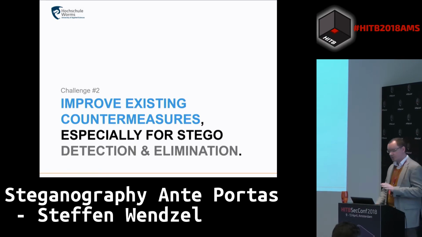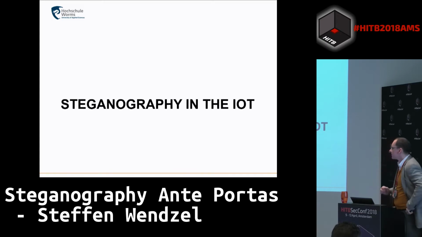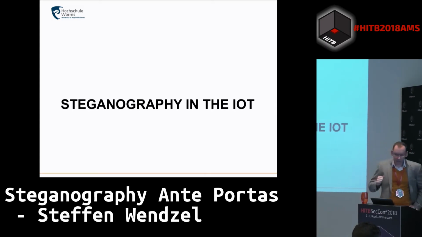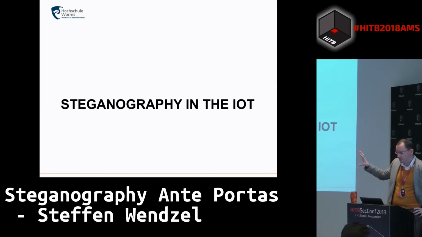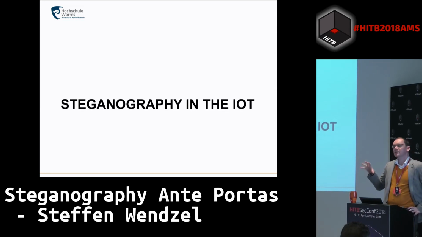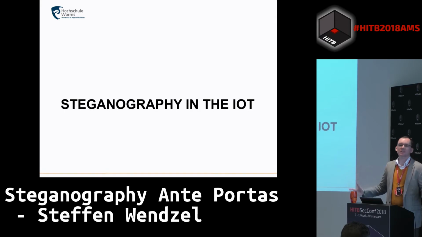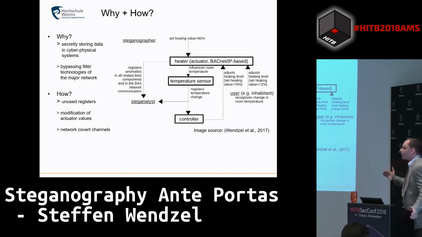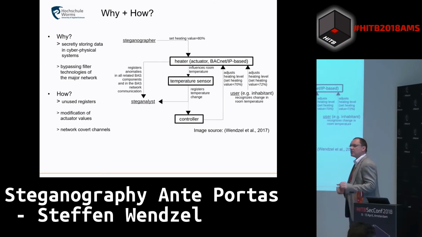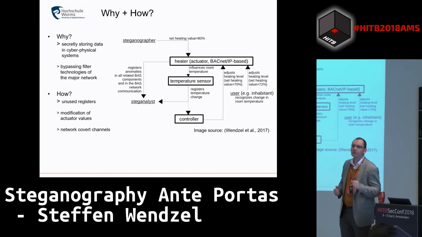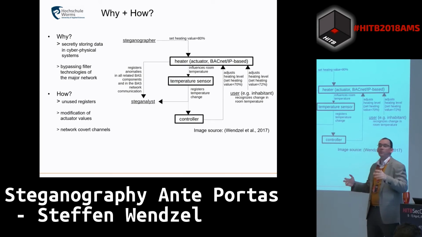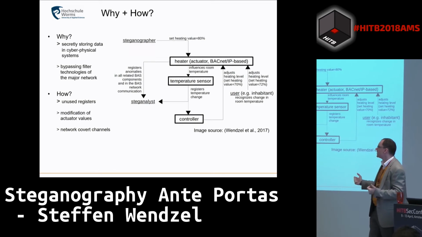I also want to show you some very recent work that we published last year at an S&P workshop, at least the core idea of it. Because you can also hide data in the IoT or in cyber-physical systems. And the question is, why would you do that? Well, it's not the case that many people will look for a secret message in a building automation system or something. So why not use it for storing secret data?